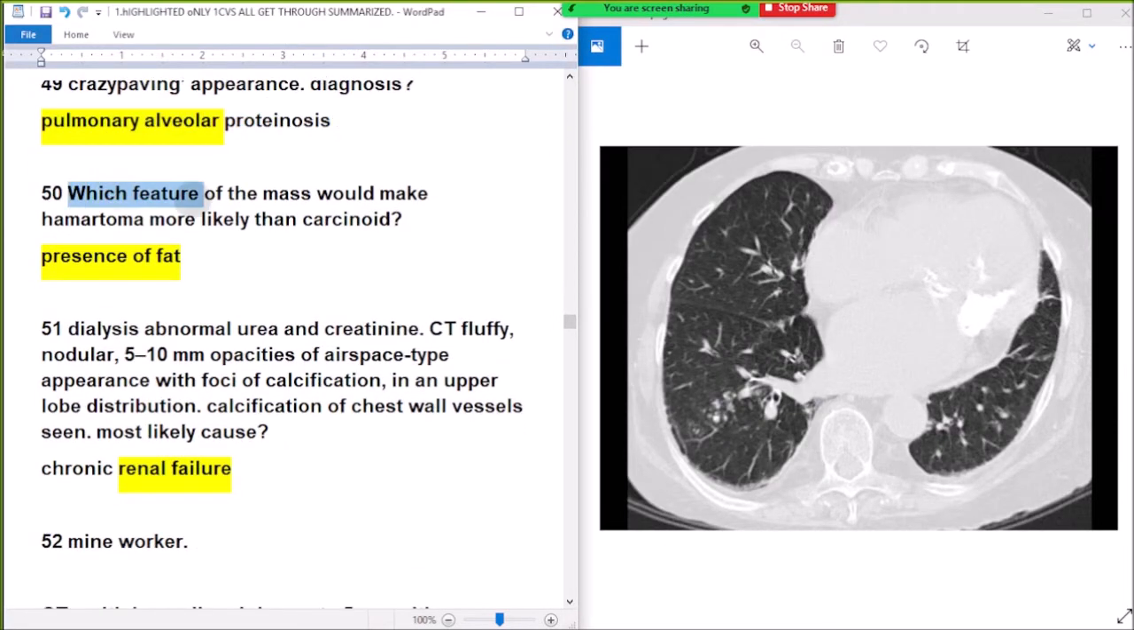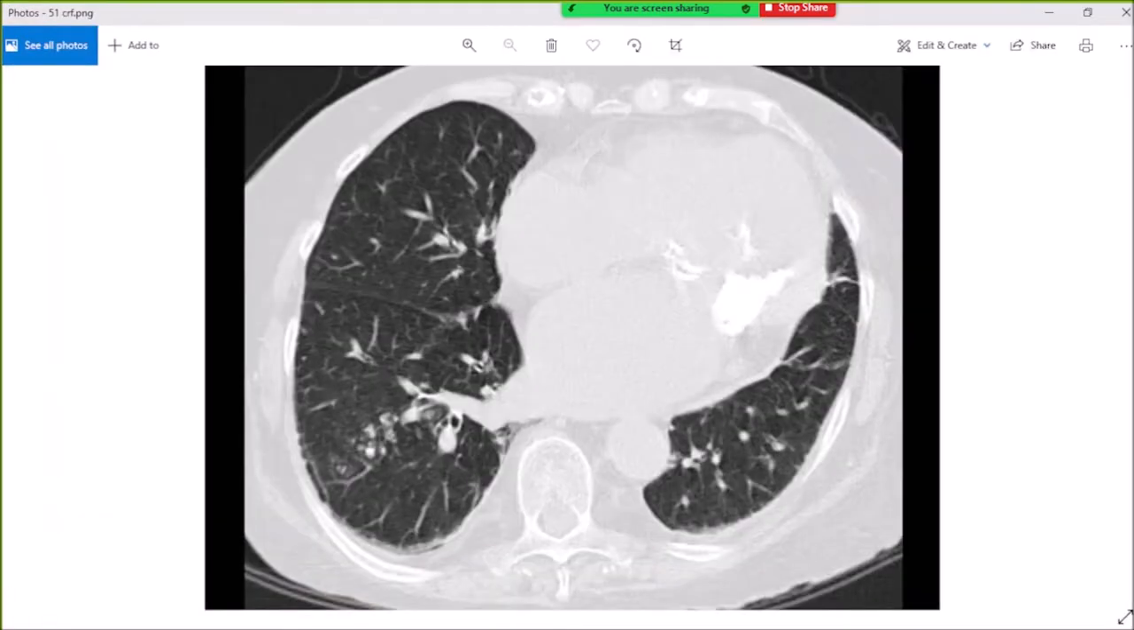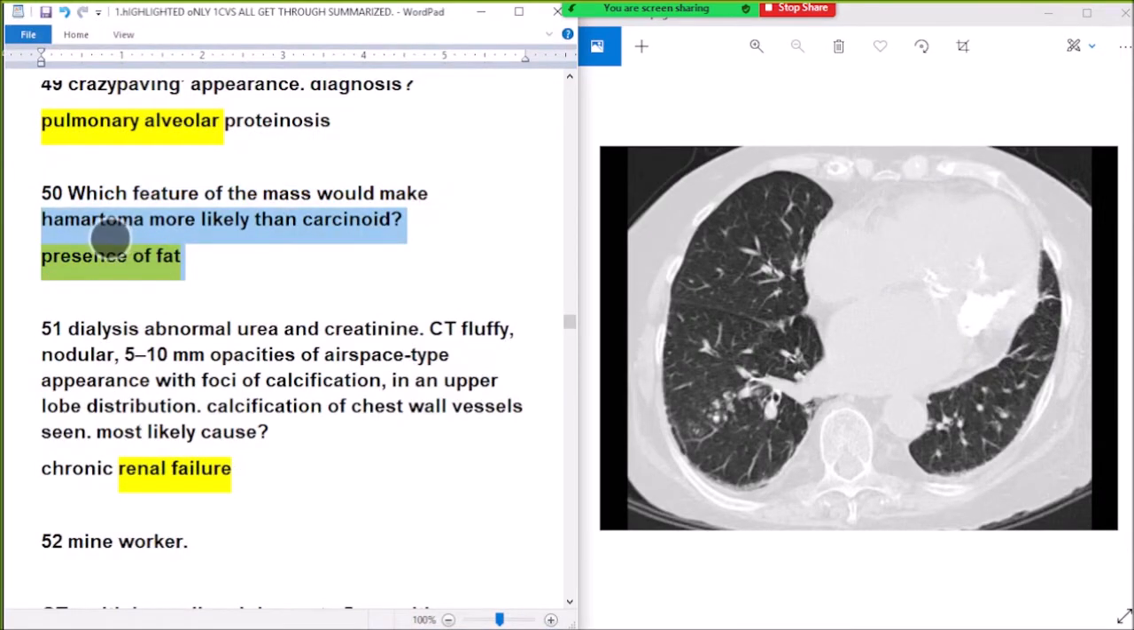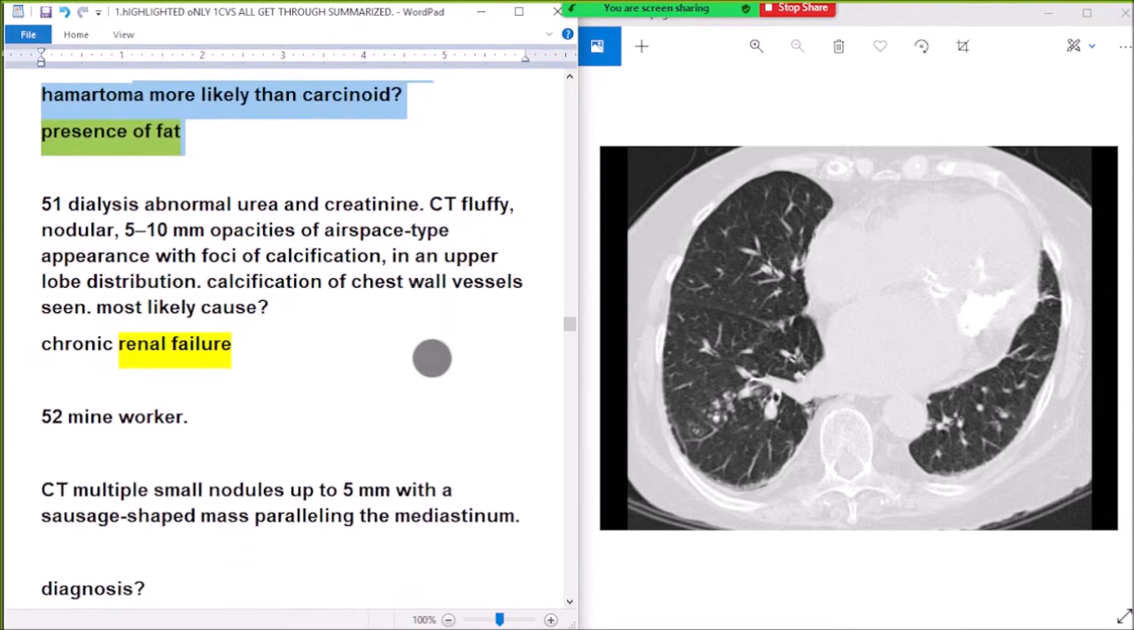Question 50. Which feature of the mass would make hamartoma more likely than carcinoid? Presence of fat. Knowing that in hamartoma there is presence of fat, it makes it more likely than carcinoid. This is simple.